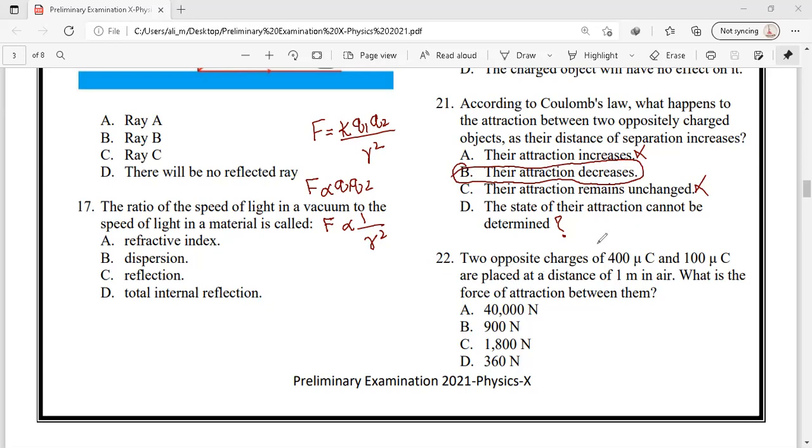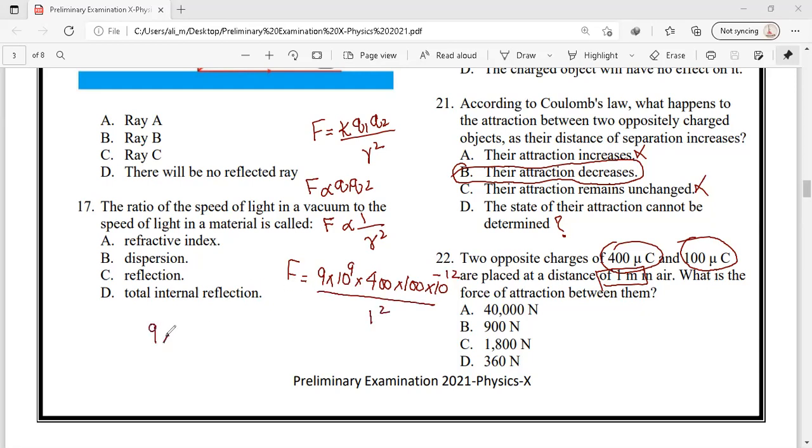Then we have two oppositely charged bodies, 400 microcoulombs and 100 microcoulombs, and the distance between them is 1 meter. What is the force of attraction between them? So let's apply the same formula. F is equal to K, that is 9 × 10^9, multiplied by 400 multiplied by 100 microcoulomb. So 10^-6 and 10^-6 will become 10^-12, divided by 1 square.